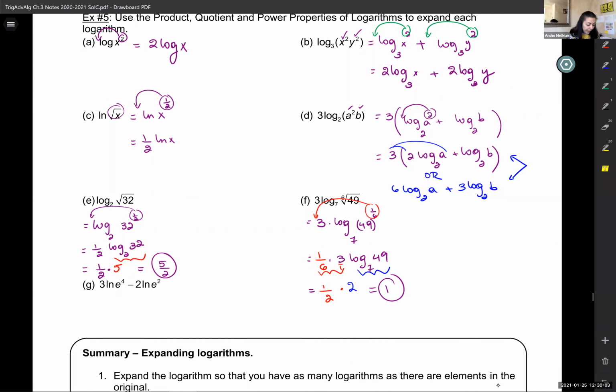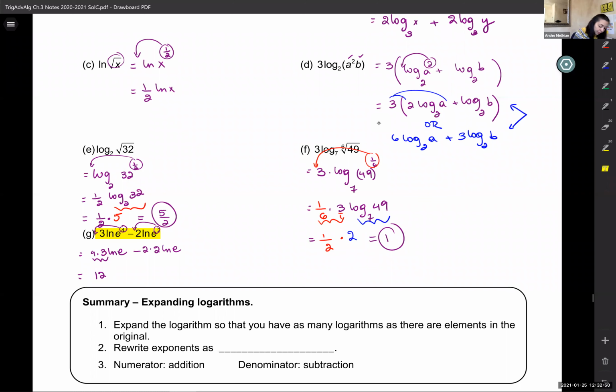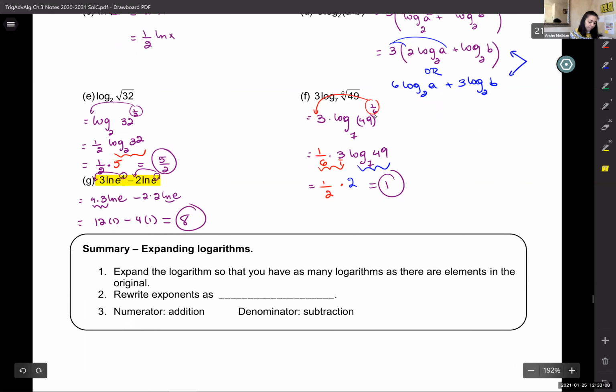Okay, so next, I want you guys to do this one on your own. You're going to get a numerical answer, just a number. And when you get your answer, please put it in the chat for me. So it'll be 12 ln of e is 1 minus 4 ln of e is 1. So that's 12 minus 4, 8. Fantastic. So awesome. Okay.